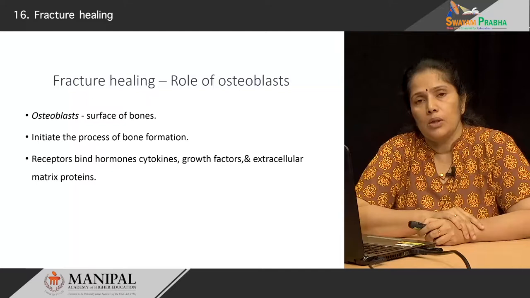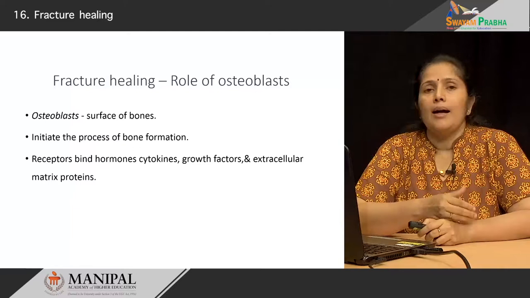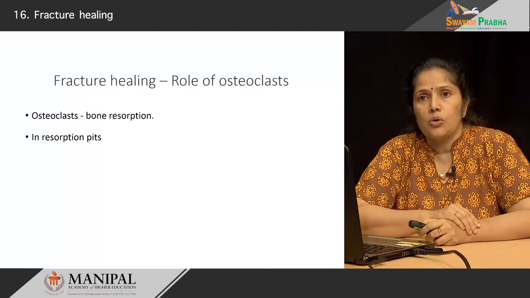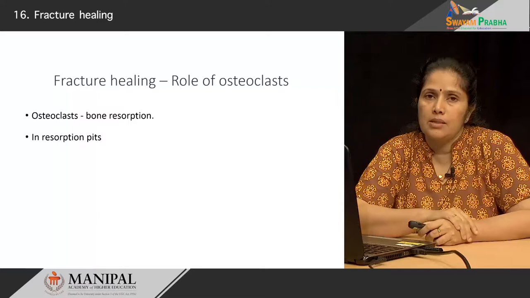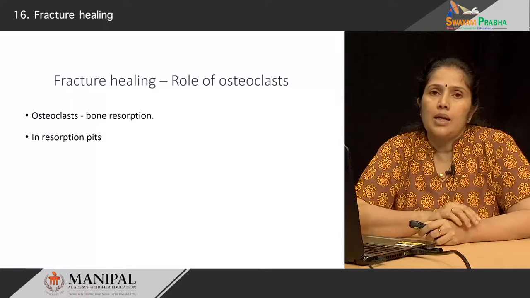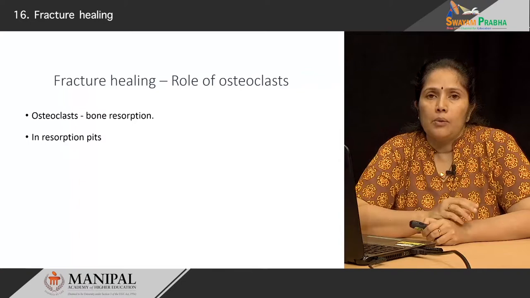Now, since osteoblasts are laying down bone, there have to be certain cells which help to resorb the extra bone. This function is done by the osteoclasts. Osteoclasts are the cells which are involved in removal of bone, otherwise known as bone resorption. These cells are multinucleated. Osteoblasts have a single nucleus, while osteoclasts are multinucleated cells which are located in what are known as resorption pits. They also bind to the bone surface via the integrins.